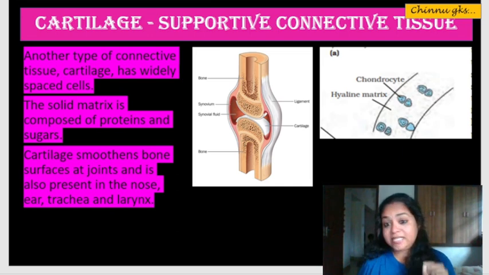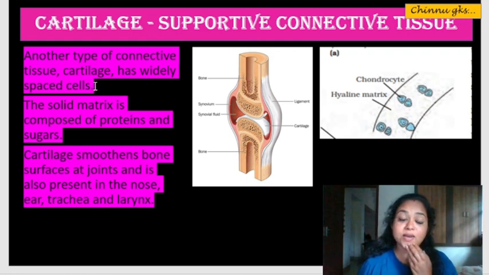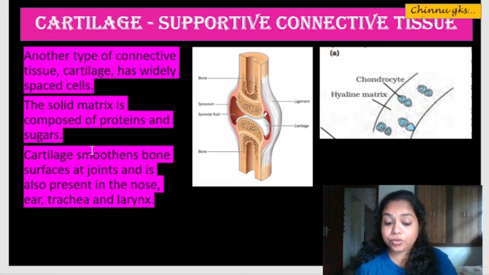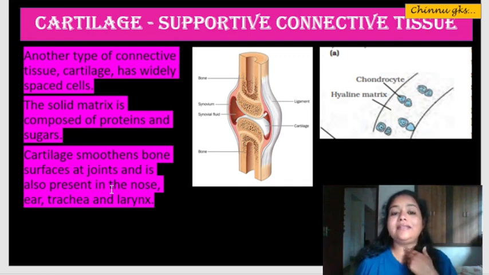So cartilage is a supportive connective tissue. What's the cartilage? Cartilage is a supportive connective tissue. Thus, another type of connective tissue is the cartilage that has widely spaced cells. The solid matrix is composed of proteins and sugars. So here you can note that the matrix contains proteins, and sugars are also present. Cartilage smoothens the bone surface at the joints and is also present in the nose, ear, trachea and the larynx. So in the entire respiratory system, we are having the presence of cartilage.